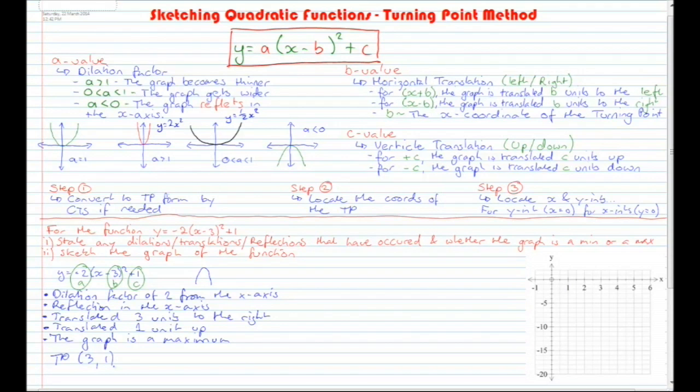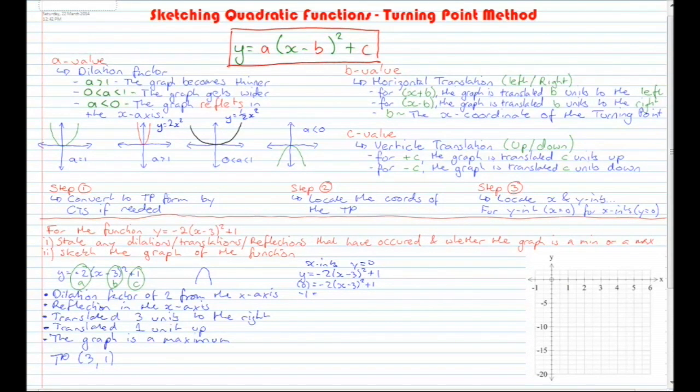Step 3 says locate the x and y intercepts. Okay, well for the x-intercepts, we make y equal to 0. So let's go through and do that now. So we get y is equal to negative 2 bracket x minus 3 squared plus 1. Just writing out the equation first of all. Now let's go through and make y equal to 0. So you get 0 is equal to negative 2 bracket x minus 3 squared plus 1. Go through and basically use BODMAS to undo everything and find the x value now.